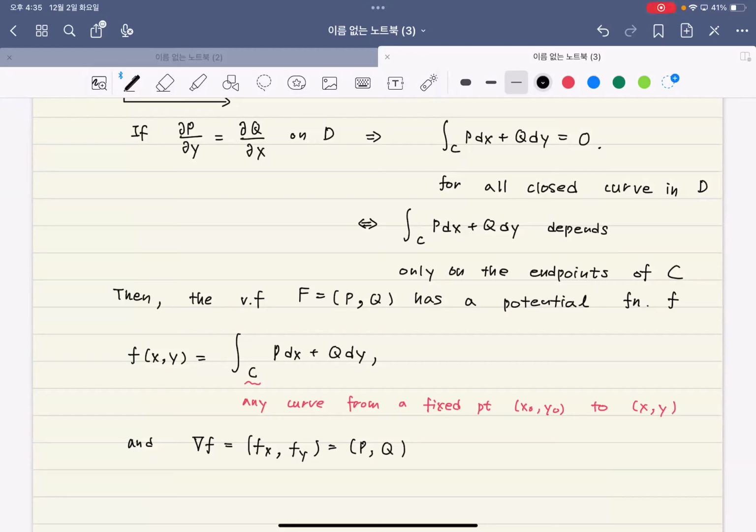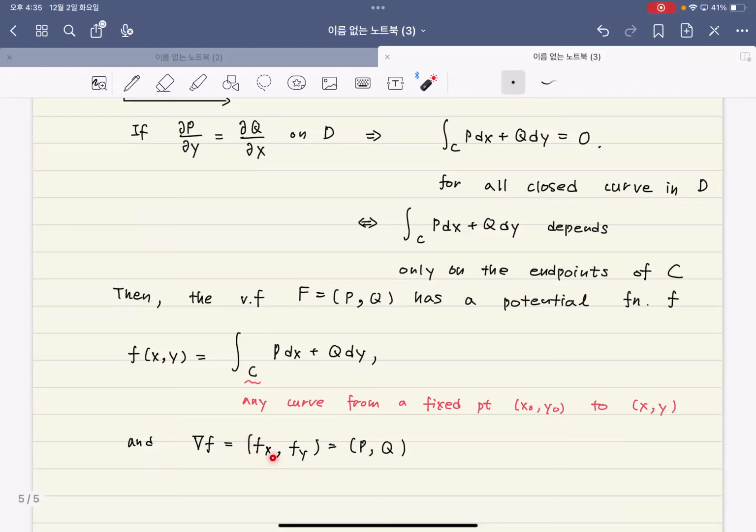Usually you can never define your function like this because, a priori, this line integral must be depending on the shape of C, not only the endpoint, but also the shape of C. But since we are assuming that our integral is only dependent on the endpoint, in other words, a path-independent line integral, because of this assumption we were able to define this function like this. And since this guy is a potential function of this vector field, therefore fx is p, and fy is q.